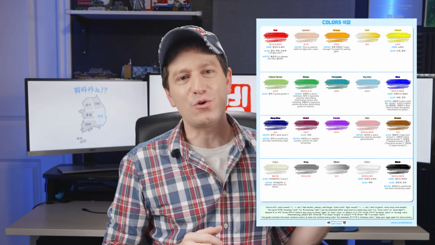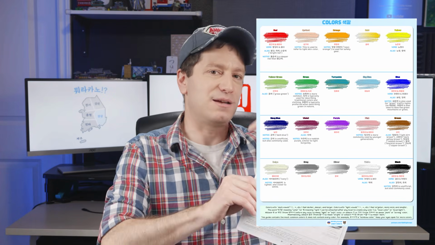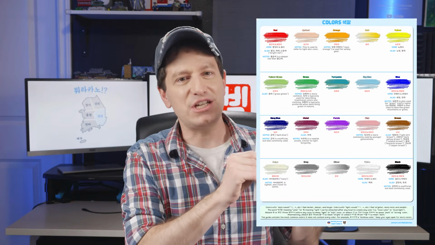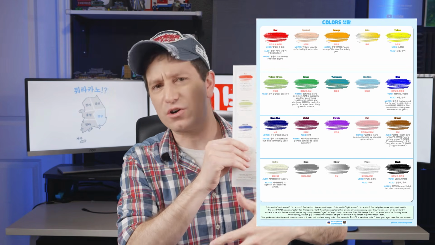And there are also notes for how to make more variations of these colors, using words like bright, or dark, or soft, or strong. So you can use this cheat sheet to make more shades of all of these colors, like bright green or dark red.